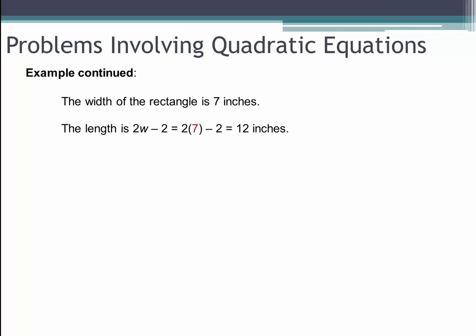So if the width is 7, remember that the length is twice the width minus 2. So the length is 12. The dimensions of our rectangle are 7 by 12, or 84 gives us the area, which is a true statement. It checks out.